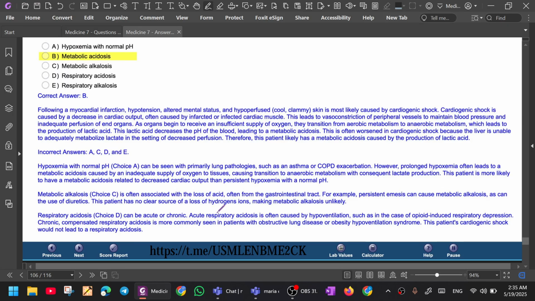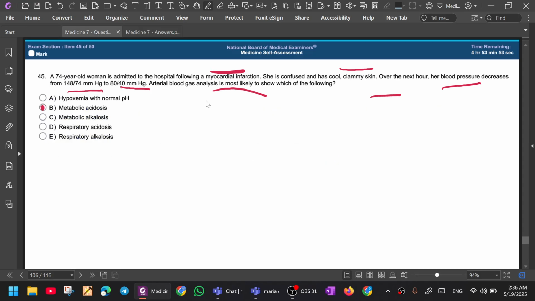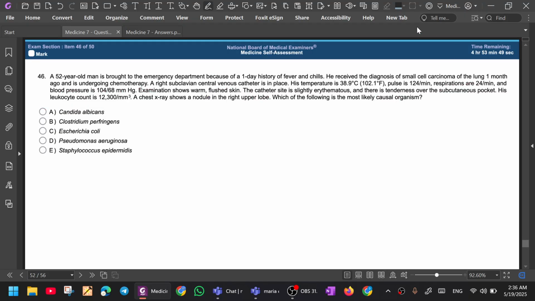The bug that's causing the disease. A 52-year-old man is brought to the ED because of a one-day history of fever and chills. He received the diagnosis of small cell lung cancer 1 month ago and is undergoing chemo.